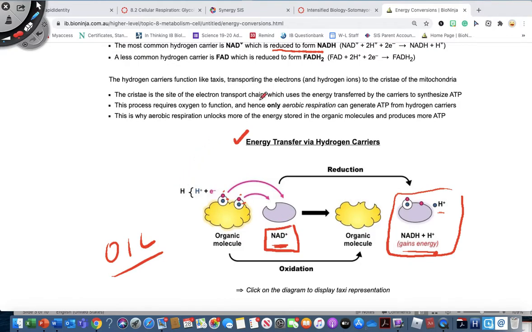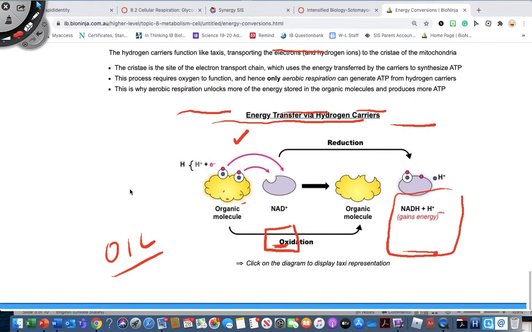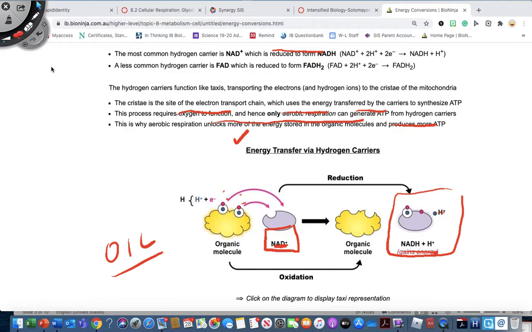Okay. Now, one last thing here is that this whole process requires oxygen to function. And that's why we call it aerobic respiration, right? And aerobic respiration is going to generate a lot of ATP versus anaerobic respiration from these hydrogen carriers. So in aerobic respiration, we're able to unlock more of the energy stored in organic molecules and produce more ATP. All right, so that was a lot. So make sure you go back and you review this material, and you also read the section that corresponds in your textbook.